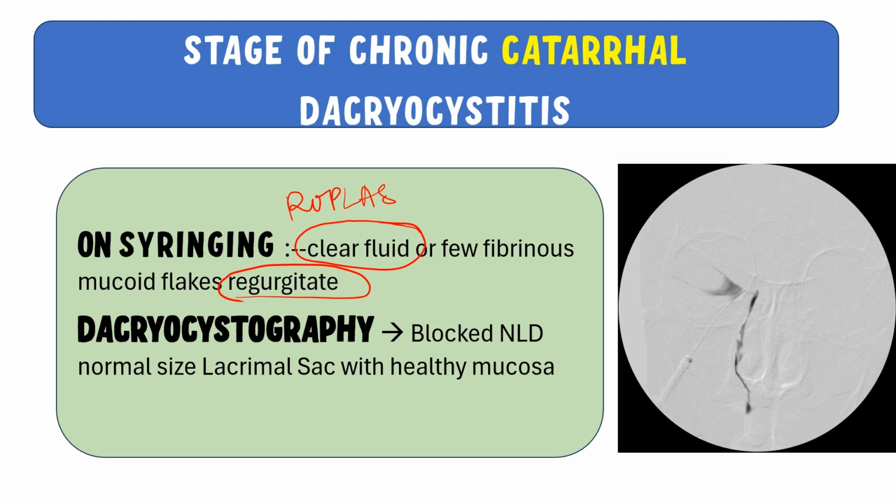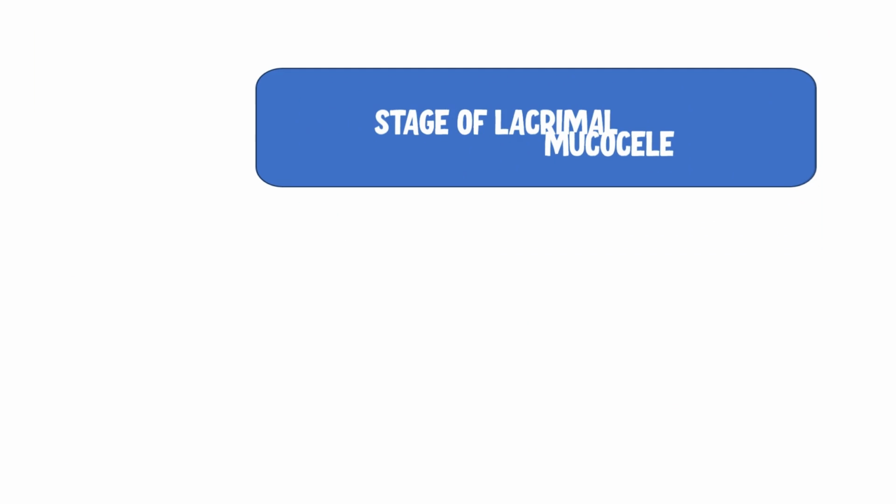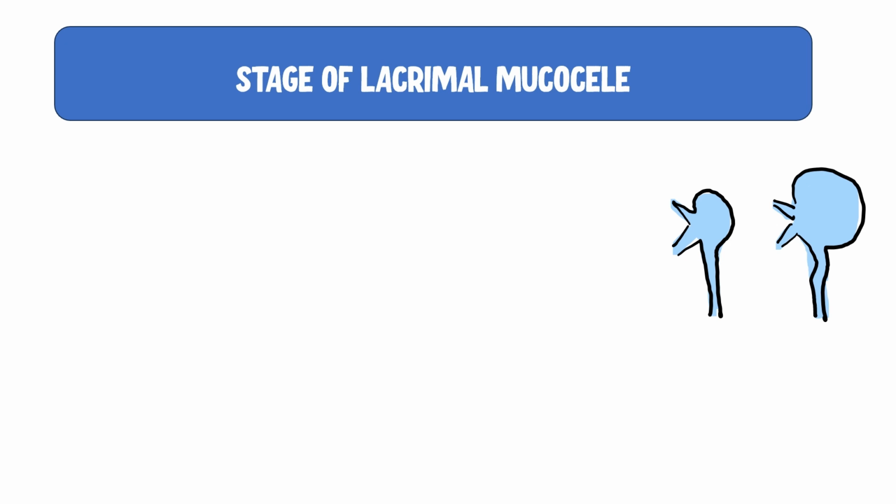Similarly, when you carry out dacryocystography, which is a fluoroscopic or contrast test to image the lacrimal apparatus, you are going to see that there is some sort of blockage in the nasolacrimal duct. However, the lacrimal sac size will be normal and the mucosa will be healthy because this is just the first stage of chronic dacryocystitis.